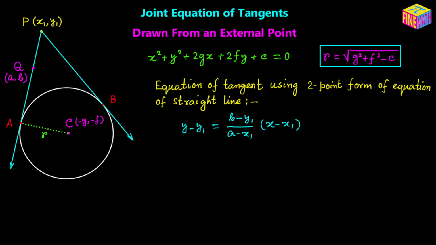And like I said, Q is a variable point. It could be located on the first tangent line or the second tangent line. In any case, we will get this equation for the tangent line.